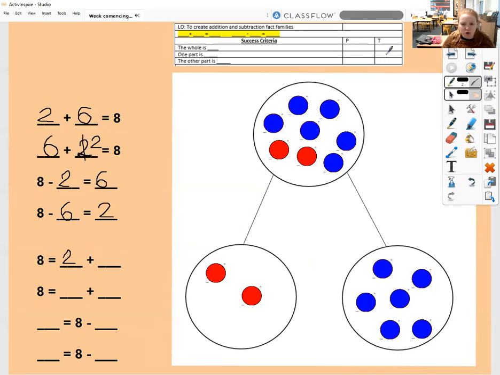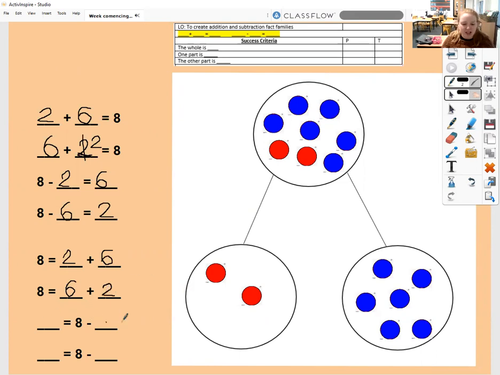Plus how many more? So we've done our whole is 8 equals one part plus how many more? 1, 2, 3, 4, 5, 6. 8 equals 2 plus 6 more. Fantastic. And let's look at the fact family of that. So our fact family for that is 8 equals, we've already done our whole equals this part plus this part. So this time we're going to say that 8 equals this part, which is 6, plus how many more? 1, 2.